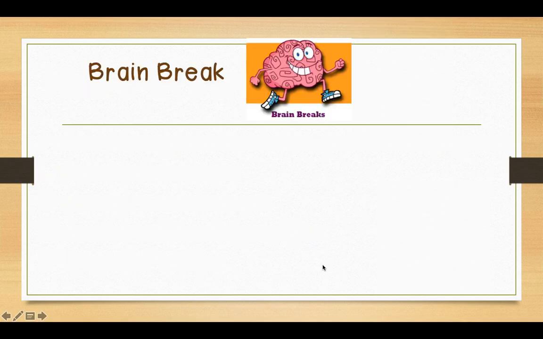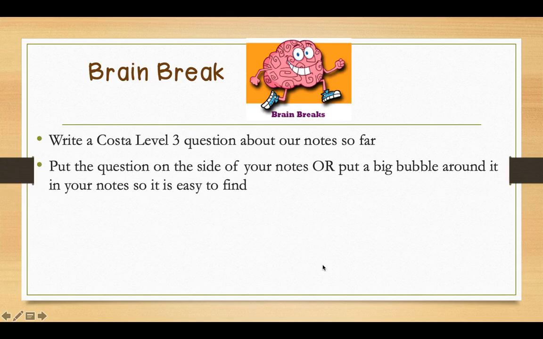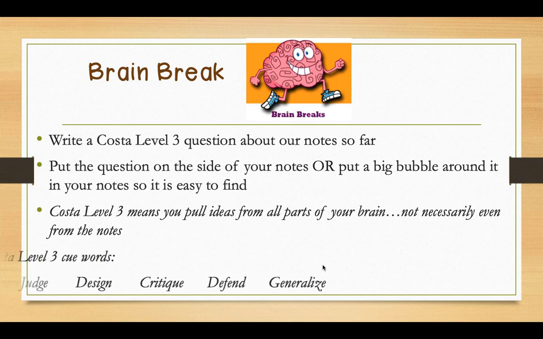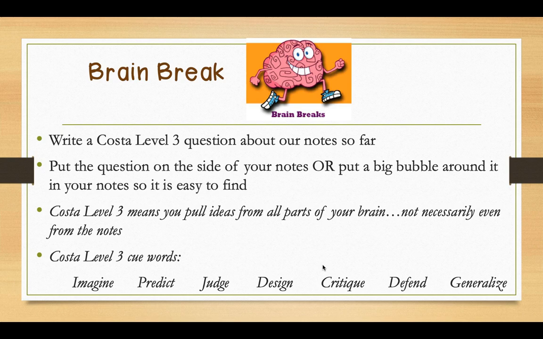For now, this is your last brain break. So we're doing a level 3 kind of question. Put it in the side of your notes or put a big bubble around it so you can find it later for studying. And remember, level 3 questions are like you pull ideas from your brain, but it might not even be something specifically from the notes. So defend our universe. Is our universe good? I don't know. Predict whether or not there would be life on another planet. I mean, that's getting a little bit beyond what we would talk about in this one, but we are talking about the universe and thinking about the universe, so that's okay. So that's your last brain break for today because we're done with our notes.